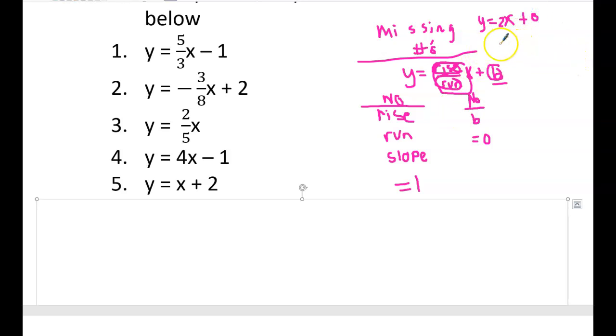So that's like the multiplicative and additive identities. So if you're missing a rise, run, or slope, just know it's a 1. If you're missing a y-intercept, it's a 0.